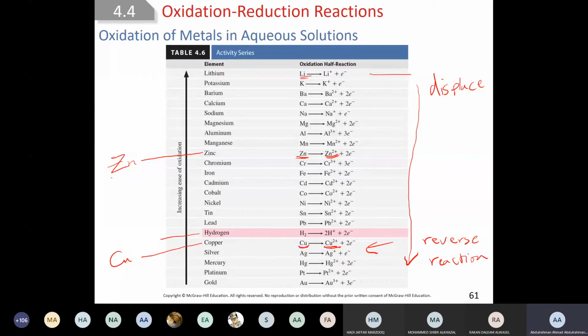What do you mean by reverse reaction? It will be the other way. Will we have this table in the exam? If I give you anything related to this, I'll give you the elements.